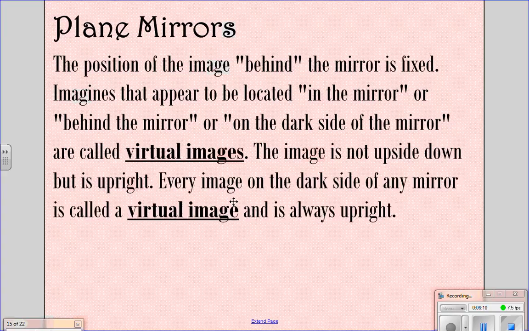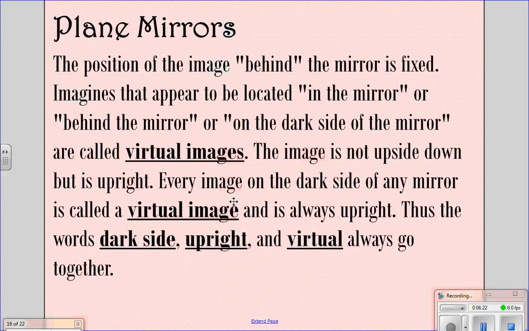Every image on the dark side of any mirror is called a virtual image, and it's always going to be upright. So anything that's on the dark side of the mirror is going to be upright. Thus the words dark side, upright, and virtual always go together. If you've got an image that's on the dark side of the mirror, it's going to be upright and is a virtual image.